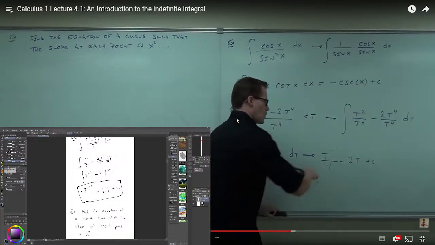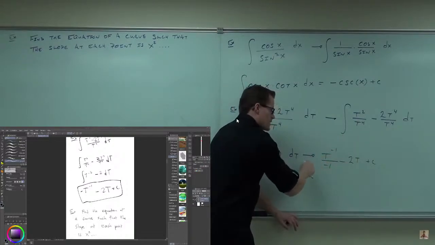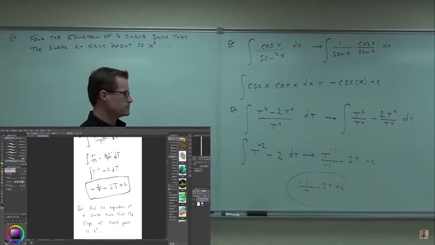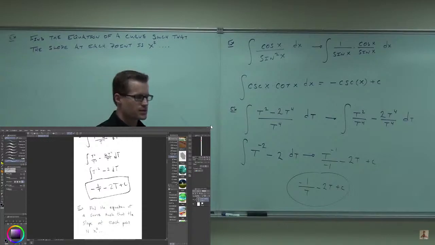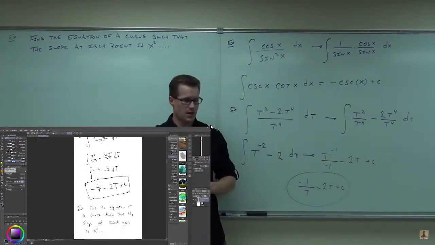Now I will make this a little prettier. I'm going to move that exponent to the denominator. That'll be negative 1 over t, minus 2t plus c. Whenever we have negative exponents, we should at the end move them to the denominator. Yeah, typically yes. Are there cases where you don't? Yeah, there are, but typically yes.